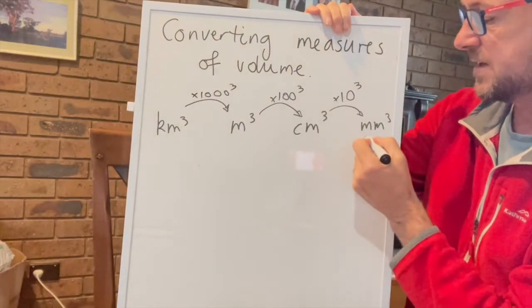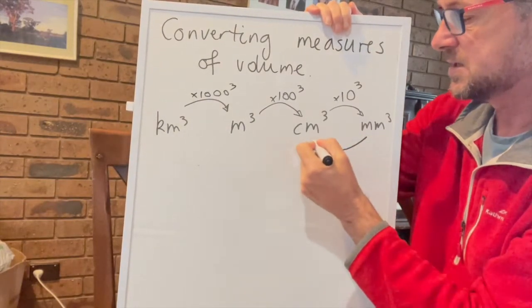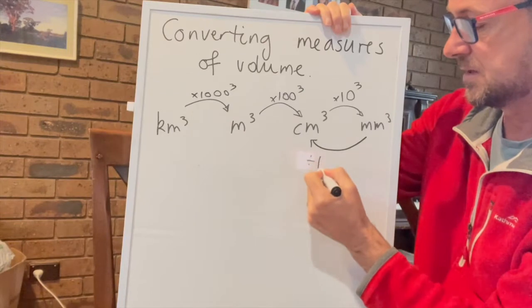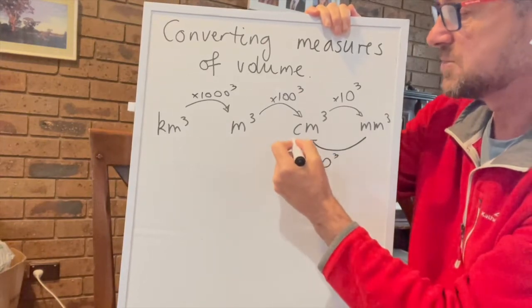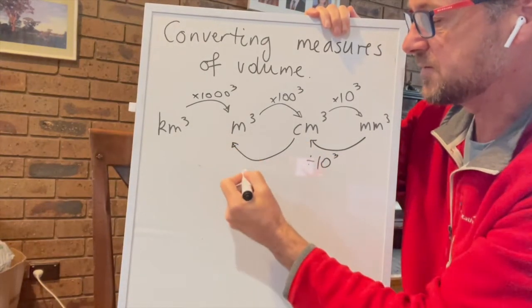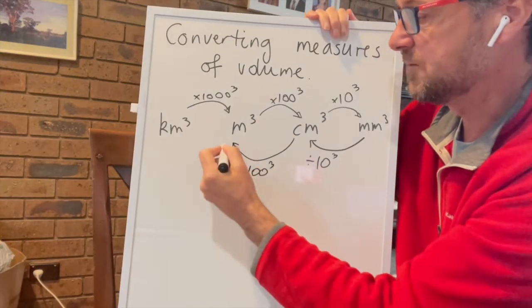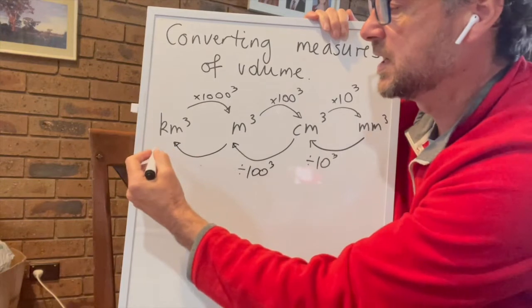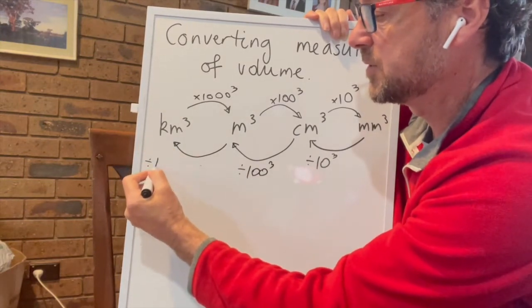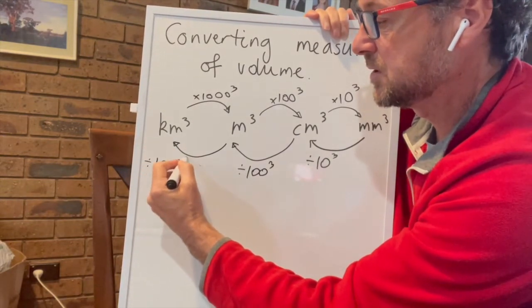Okay, and then to go back the other way, from millimetres to centimetres, we are dividing by 10 cubed. From centimetres to metres, we're dividing by 100 cubed. And from metres back to kilometres, we're going to divide by 1,000 cubed.